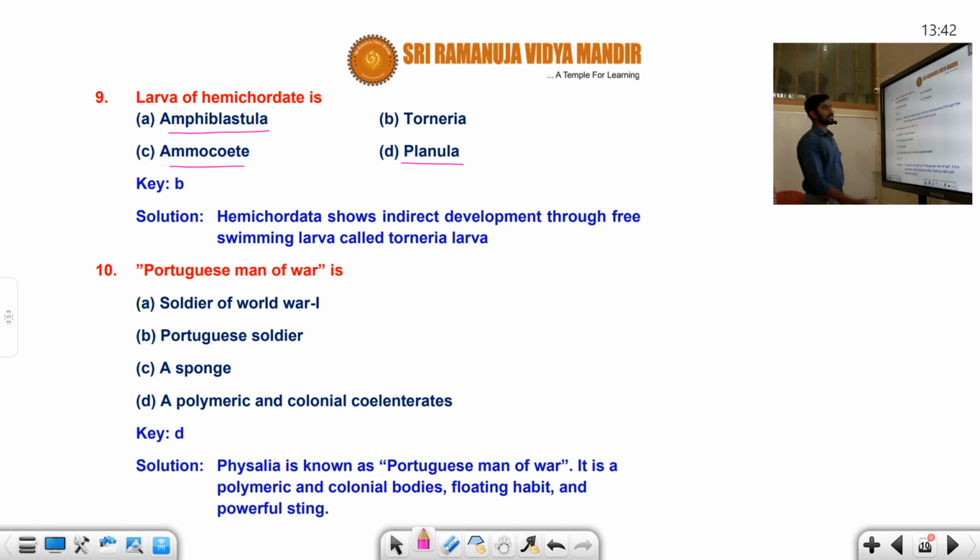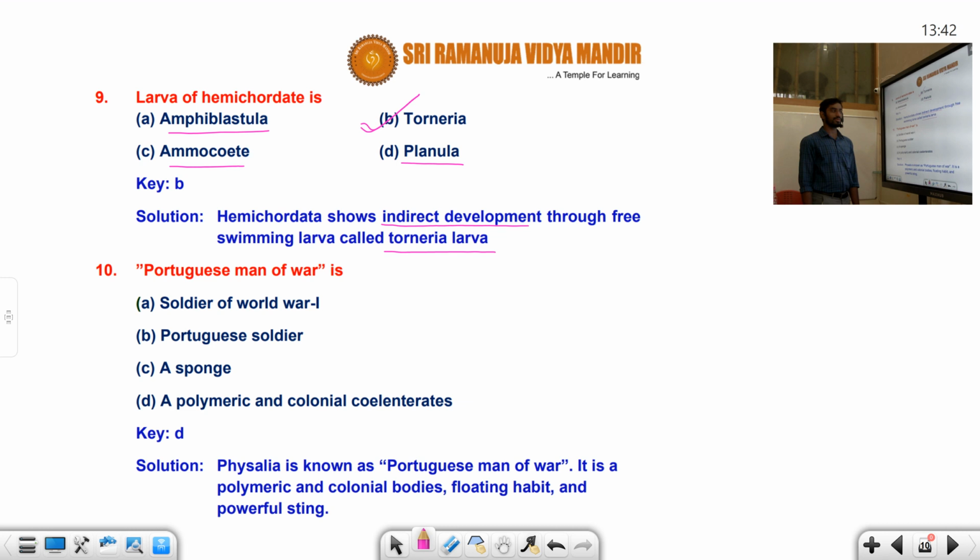So Hemichordata shows indirect development, student. If indirect development is seen, the free swimming larva we call the Tornaria larva. This Tornaria larva is similar to the Bipinnaria larva of Echinodermata. So that is the information about the larva of Hemichordata: Tornaria larva, similar to the Bipinnaria larva of phylum Echinodermata. So our correct option for the 9th one is B.